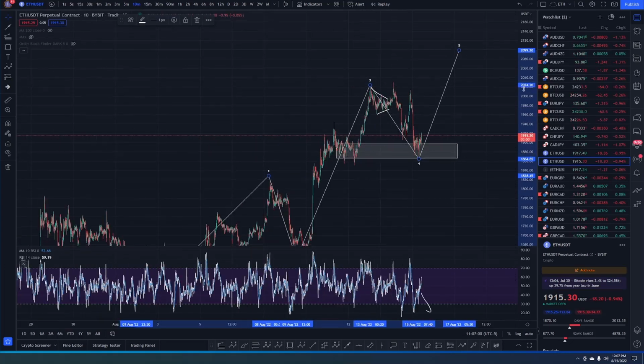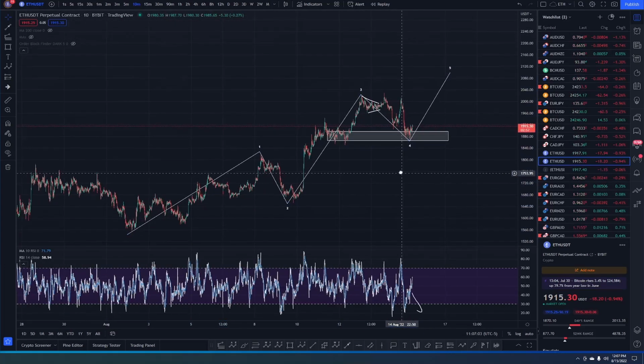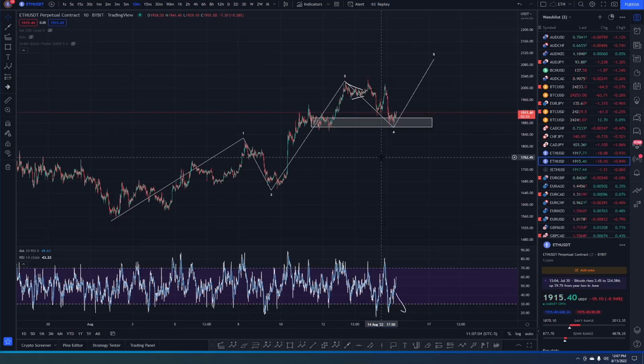It's what we teach in the Discord, and this is how we teach. This is kind of how we trade here, one of the ways, at least. One of the setups.